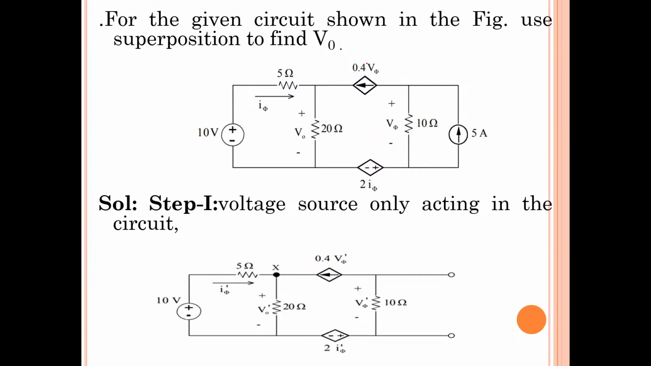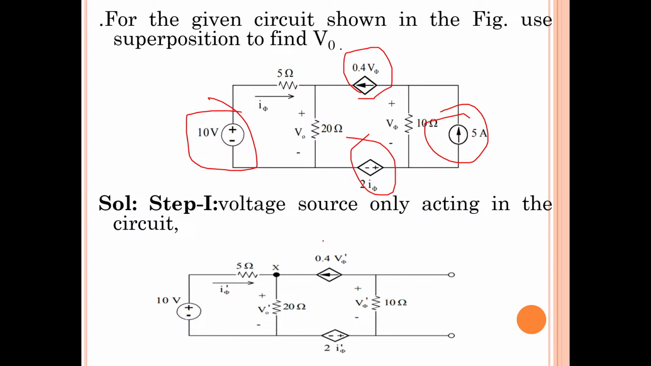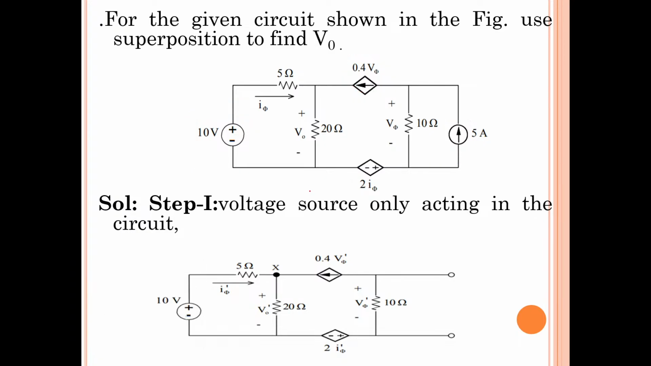Two dependent sources are there. This is one dependent source, this is another dependent source. This is one independent source, this is another independent source. Two independent sources and two dependent sources are there. And what is our aim? We have to determine the voltage across 20 ohms, that is V naught.